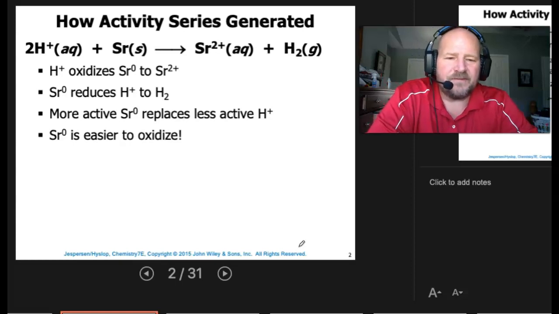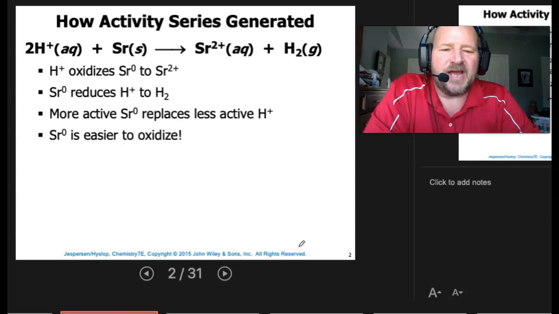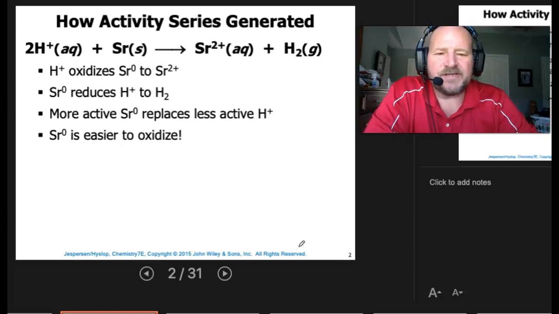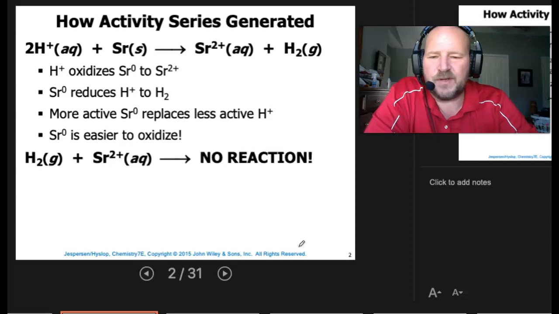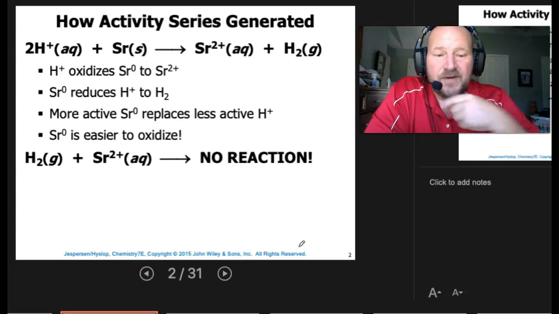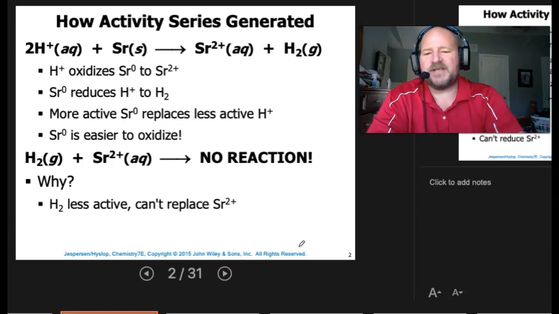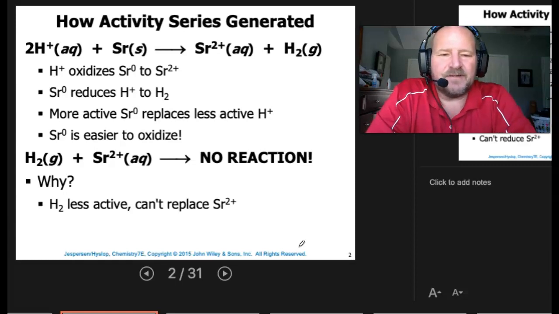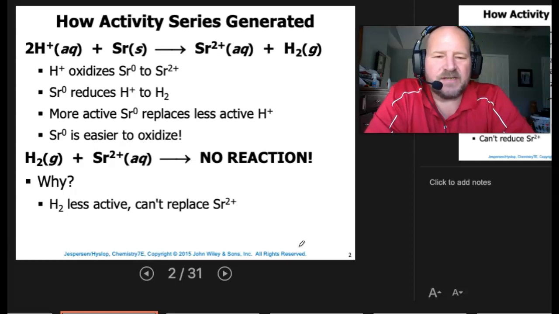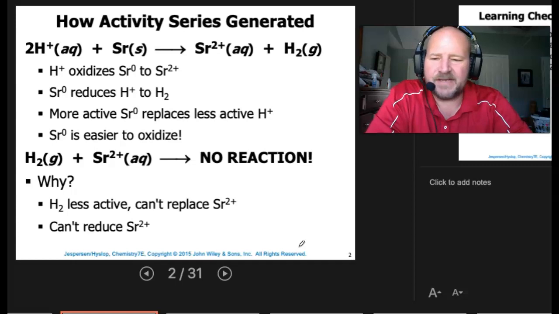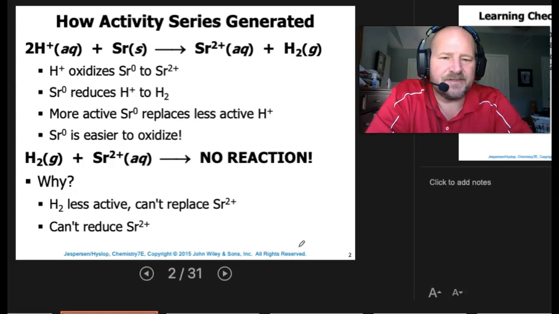Now, if we try the reverse reaction, taking hydrogen gas and pumping it through a solution of strontium 2+ ion, it actually gives us no reaction. So why is that? Basically, the hydrogen is less active, so the hydrogen can't replace the Sr2+, and that means it can't reduce the Sr2+ to Sr0.